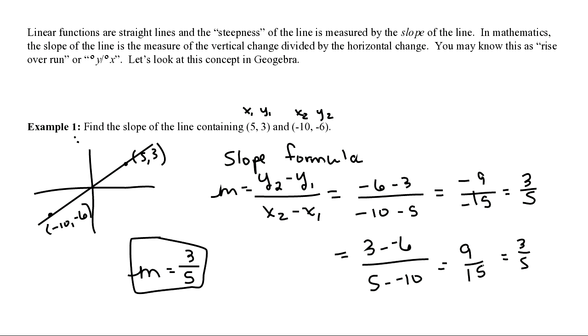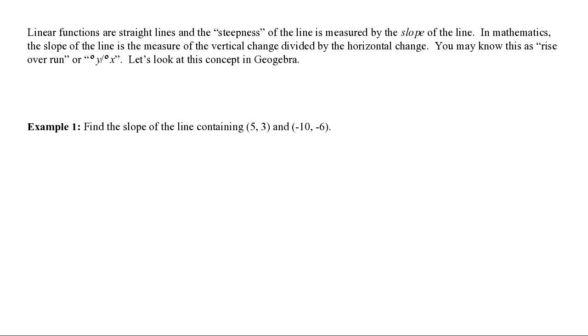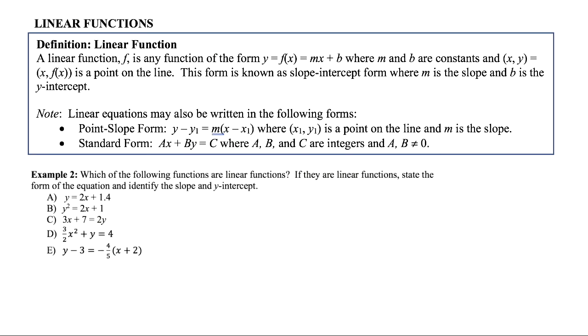Okay, let's look at some other things pertaining to linear functions. A linear function, we're going to call it f, is any function of the form y or f of x, either way you want to write it. This is just using the y coordinate, and this is using function notation. It's equal to mx plus b, where m and b are constants. So we're saying that those are numbers, essentially. And x and y, or x comma f of x, is any point on the line.